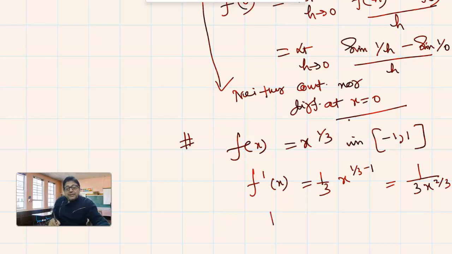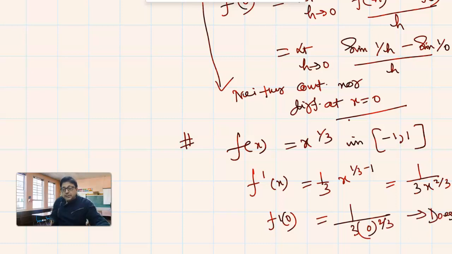What is the value of f dash 0 here? f dash 0 is going to be 1 by 3 into 0 to the power 2 third. This does not exist. So Rolle's theorem is not applicable for this function, due to the same reason: the function is not differentiable at x equal to 0. Although it was continuous at x equal to 0, this is defined, but it is not differentiable at x equal to 0.